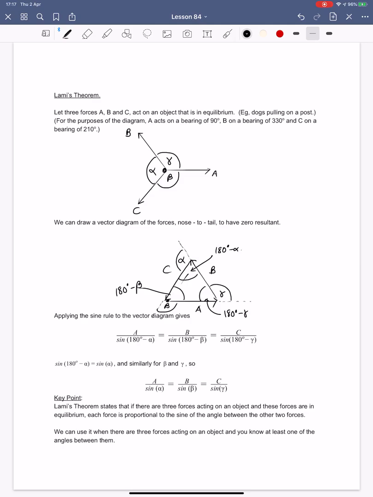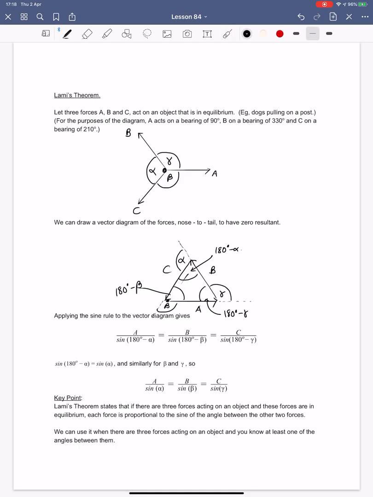So now we've got the sine rule. If you remember the sine rule, it's the side length divided by the sine of the opposite angle, which equals the same for another side. A over sine of 180 minus alpha, B over sine 180 degrees minus beta, C over sine of 180 minus gamma.